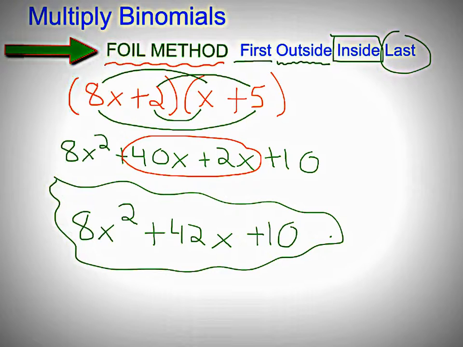So there is the solution after you multiply those two binomials together using the FOIL method. I'm going to give you one to try on your own now using the FOIL method.